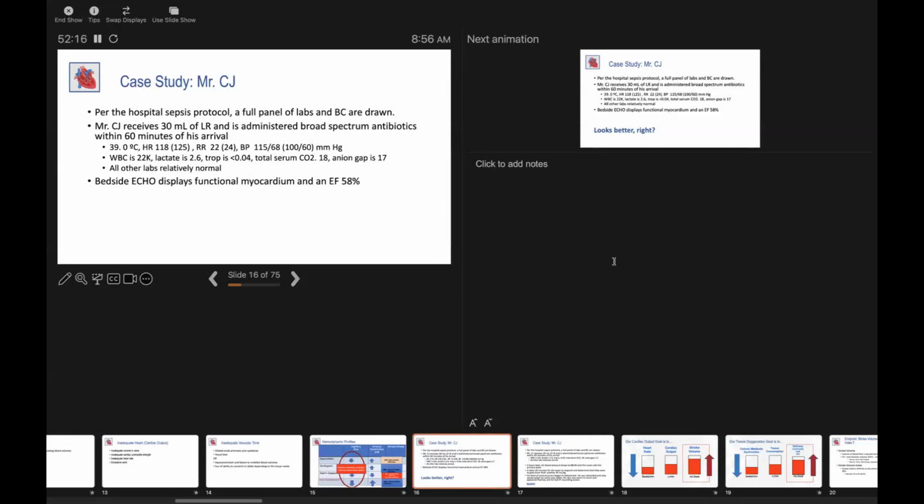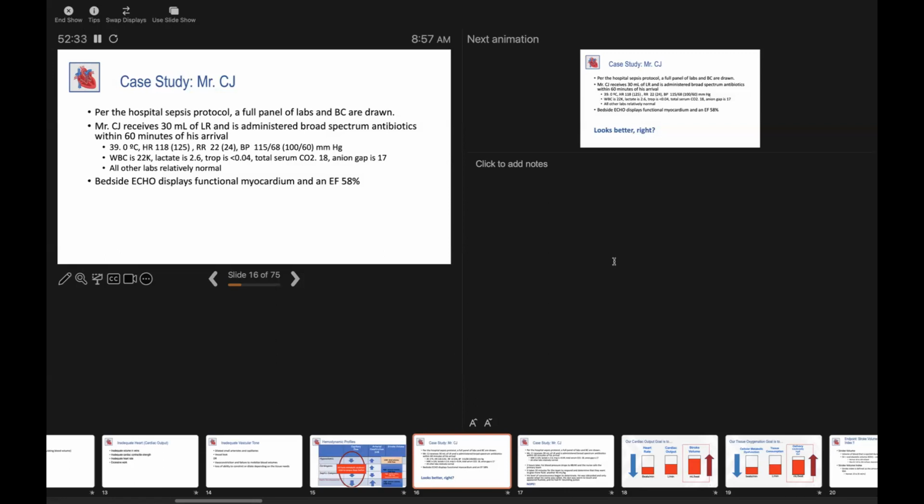Yep. Because it's like, oh yeah, this is a minefield of practice here. Are you kidding me? Stop it. Treat these patients right. Okay, sorry. All right, so he got volume, he got his broad spectrum within 60 minutes of his arrival.